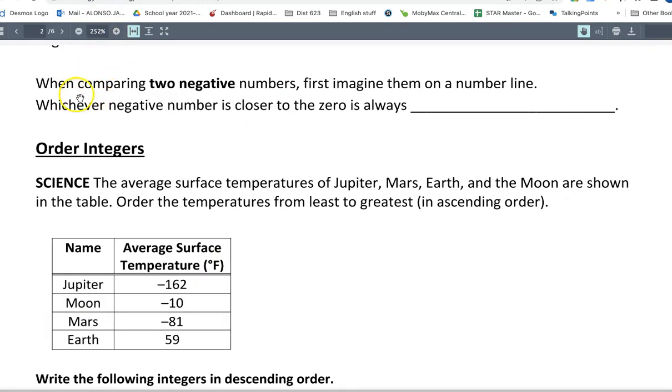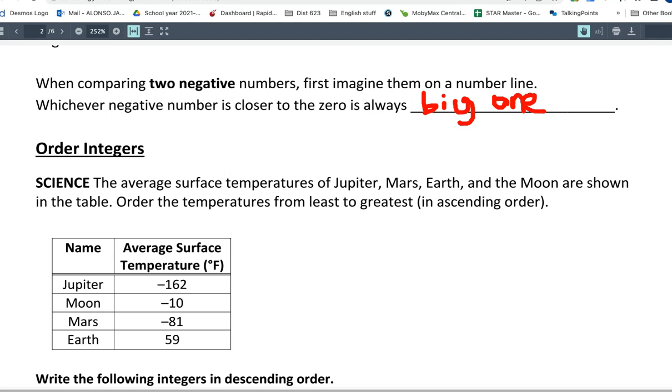So let's take a look at this one. When comparing two negative numbers, first imagine them on a number line. Whichever negative number is closer to 0 is always the bigger one. It's always the big one. Let's change it a little bit. The big one. Alright?